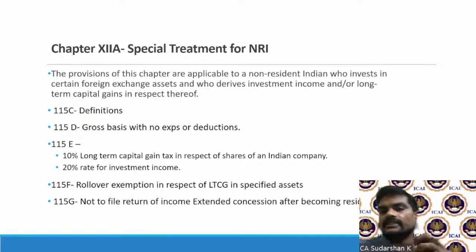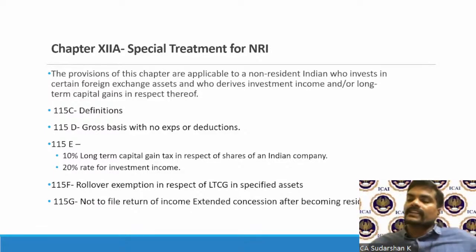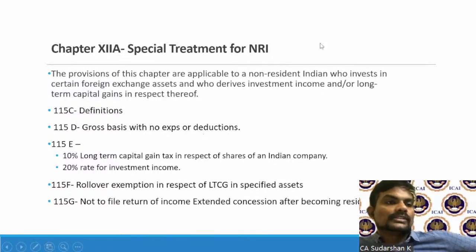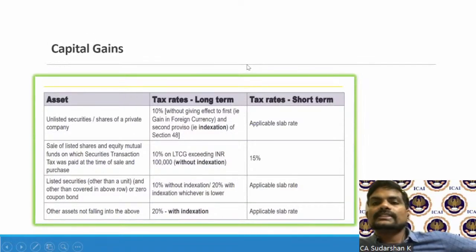We saw the specified assets: shares in an Indian company, debentures of public limited companies, deposits of public limited companies, certain securities of the central government. If they are acquired in convertible foreign exchange, then any investment income and long-term capital gains from these specified assets, 115E gives a rate. And you also have an exemption available under 115F. When you sell these assets, you reinvest them and hold them for a minimum period of 3 years. So this is a very significant special treatment that is provided for non-resident Indians.